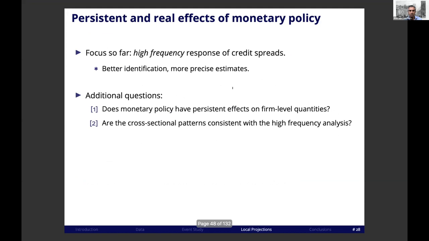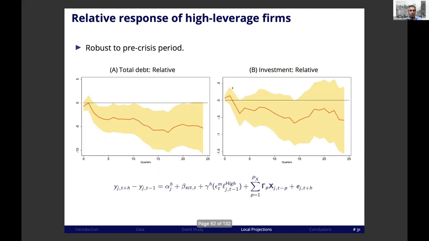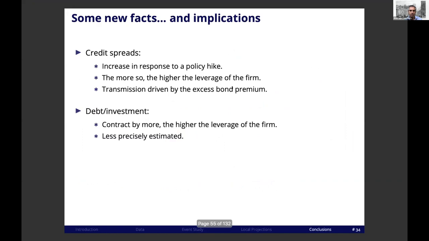So let me just skip the quarterly local projections, and I'm going to describe them by concluding. What we have in this paper is some new facts, which mainly relate the response of credit spreads to monetary policy surprises. We showed that credit spreads tend to increase on average in response to a policy hike. We show that this effect is larger for firms that have higher leverage, and that the transmission seems to be driven by a component that is beyond what investors require for expected defaults.